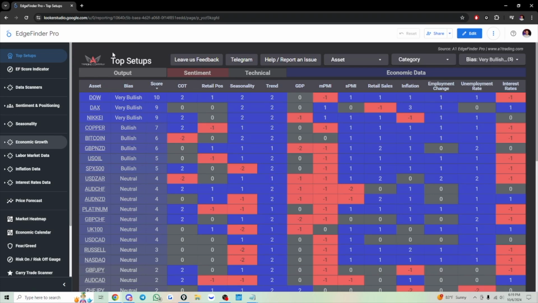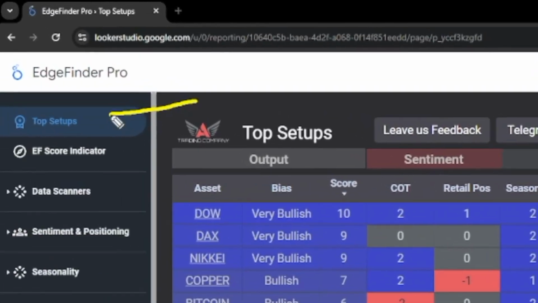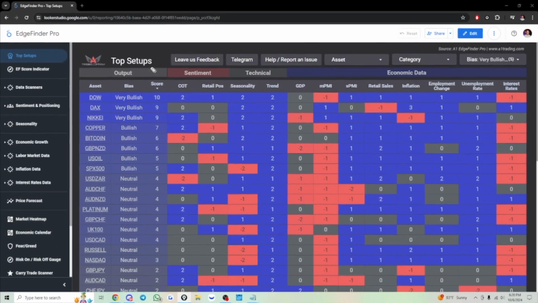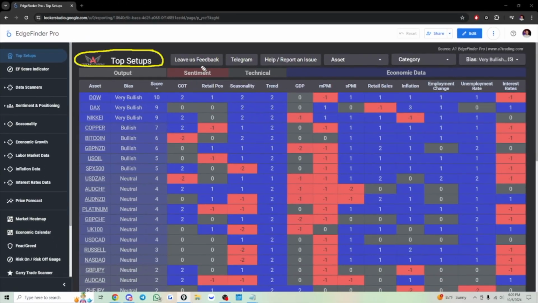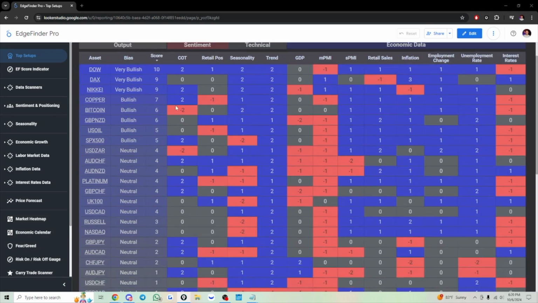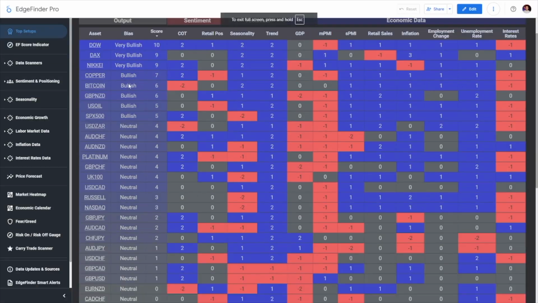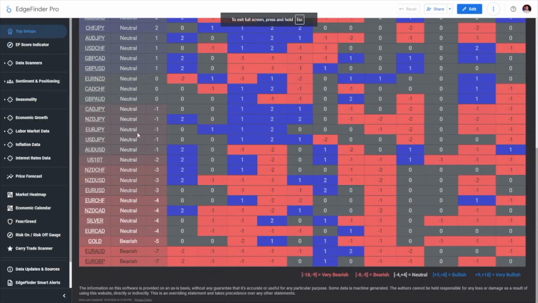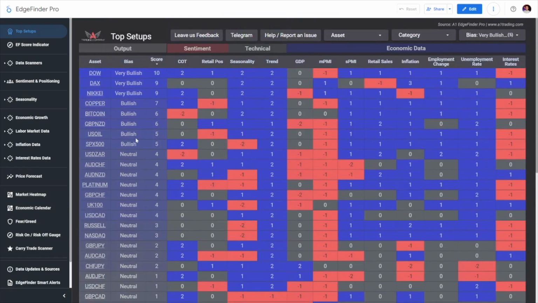So let's get into a little bit of what this tool is from a very high level. You'll notice that I've selected a tab here on the left, the top setups page. The reason I've selected this page is because, in my opinion, it is the most important page on the EdgeFinder itself. The top setups page allows traders to see all of the different markets that the EdgeFinder is tracking and generating bullish or bearish outputs on each chart.